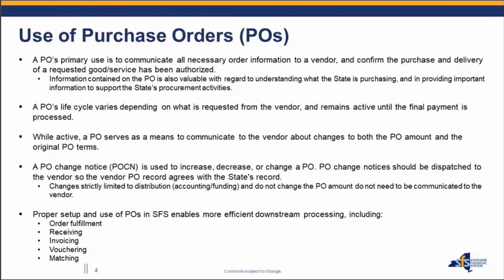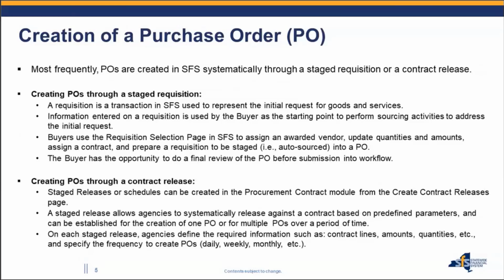So let's talk a little bit about how purchase orders are created. Most frequently, purchase orders are created in SFS systematically through a staged requisition or through a contract release. So what do we mean by creating POs through a staged requisition? A requisition is a transaction in SFS that represents the initial request for goods or services. Requisitions are entered in SFS by requesters, and then the information entered on the requisition is used by the PO processor, also known as the buyer, as the starting point to perform those procurement sourcing activities to address the request.